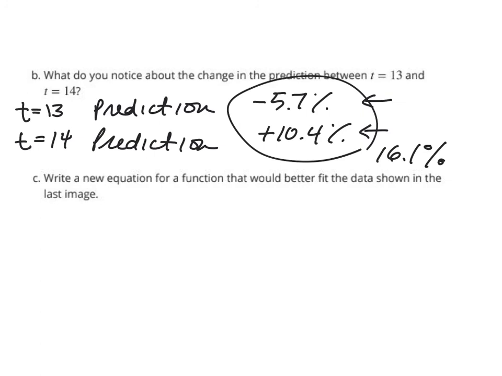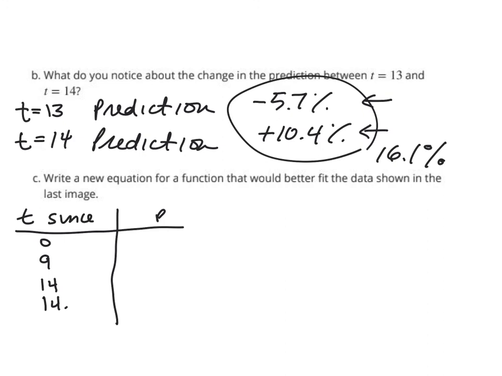All right, last thing, and it's pretty big. So write a new equation for a function that would better fit the data shown in the last image. So we just need a little bit more information. So t, times since, and then p, percent. So we have 0. We're going to write down more data because we have more information now. Let's see, 100, 52, 7, and 0. We know when we're at 0. Okay, and if we do some more math, again, I'm going to do delta percent over delta time.